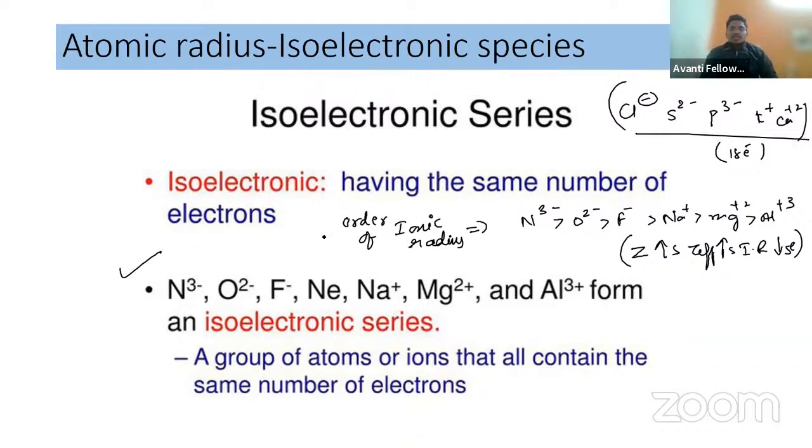Please do check, like CO. CO means 6 plus 4. And next, N2, 14. Here, how many electrons? 14 electrons. And here, how many electrons? 14 electrons. So both are isoelectronic species. So isoelectronic species are simply those where they have the same number of electrons.